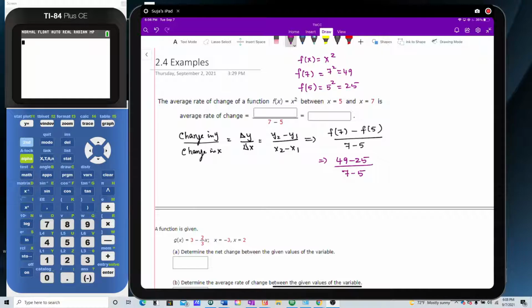So in this place it should be 49 minus 25. Okay, so now I need to find what the difference between that is. 49 minus 25, which in this case is 24, divided by 7 minus 5 is 2. So that divided by 2 would be 12. So the average rate of change for this particular graph between x is 5 to x is 7 is 12. Okay, that's the answer, and I think you also need to fill that in your homework.